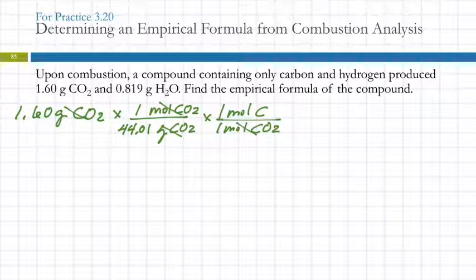And then we could convert that to grams, but what's the next step in calculating an empirical formula? You start with the mass, and then you convert the mass into moles. So if I just stop here, I'll have moles of carbon, right? So you can convert it into grams and then convert it back into moles, but why? So 1.6 divided by 44.01, that would be 0.036355 moles of carbon.